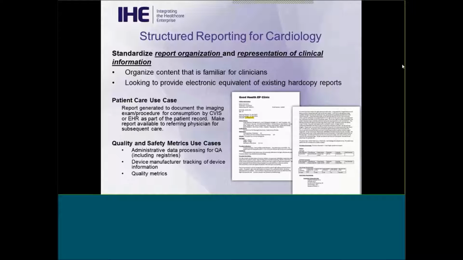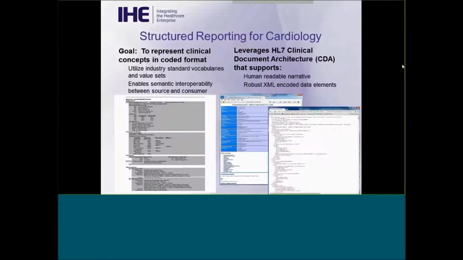Another big purpose for structured reporting is for the quality and safety improvement areas of focus. This also gets into the registry reporting aspects of it, to some of our cardiology-specific registries, as Alan mentioned, and also for safety issues, as far as getting the FDA to be able to track, for instance, the device manufacturers and the usage of specific devices. So if there were recalls, you'd be able to track this down fairly easily. Next slide, please.